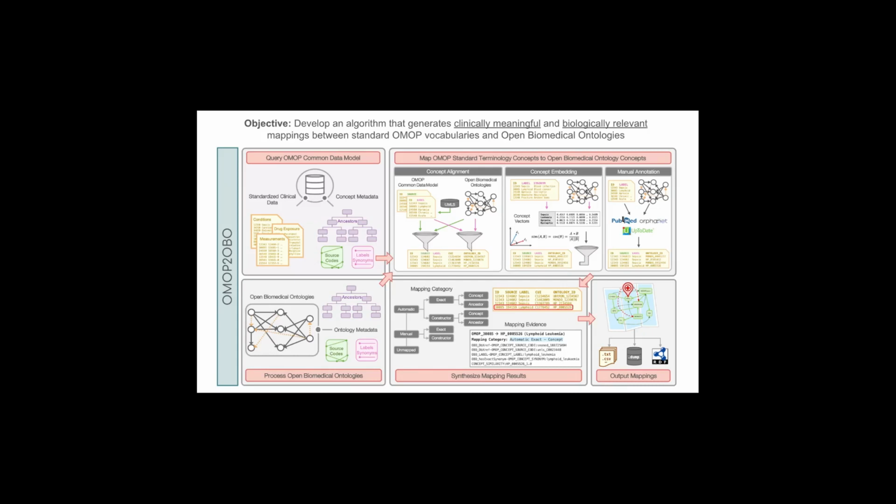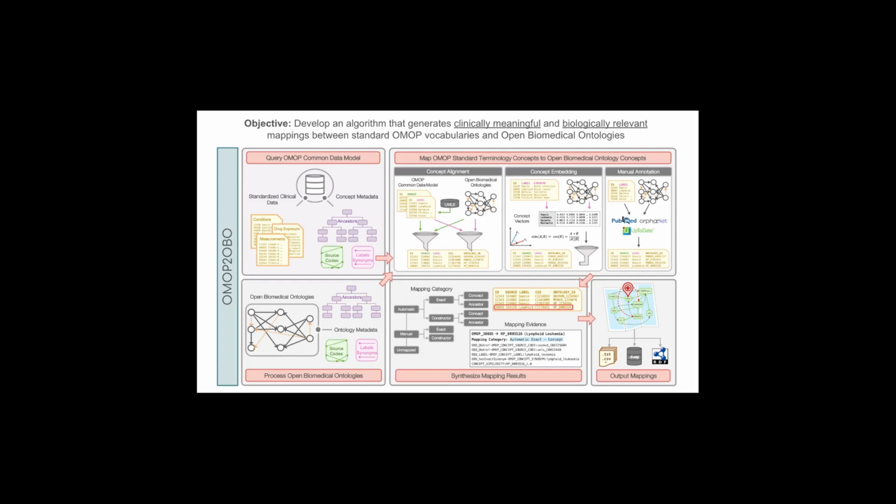The goal of Project 2 was to develop a system that could generate mappings between standard OMOP vocabularies and OBO concepts. The figure on this slide provides a high-level roadmap of the system we developed, called OMOP to OBO. The system obtains concepts and metadata from both OMOP and OBO ontologies and tries to obtain a mapping by first directly aligning concept codes and strings, and then leverages concept embeddings to match concepts using string labels and synonyms. Finally, if a match is unable to be obtained from the prior approaches, it can process manual mappings. Throughout this mapping process, the system tracks important metadata and collects evidence that it categorizes and outputs with the mappings.